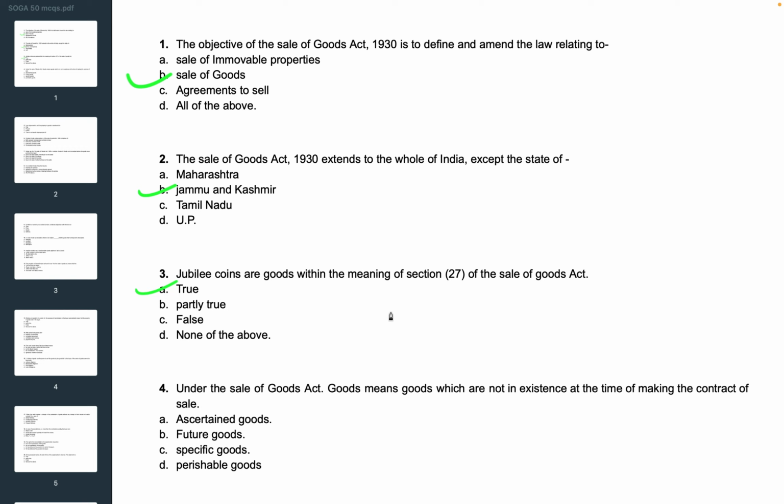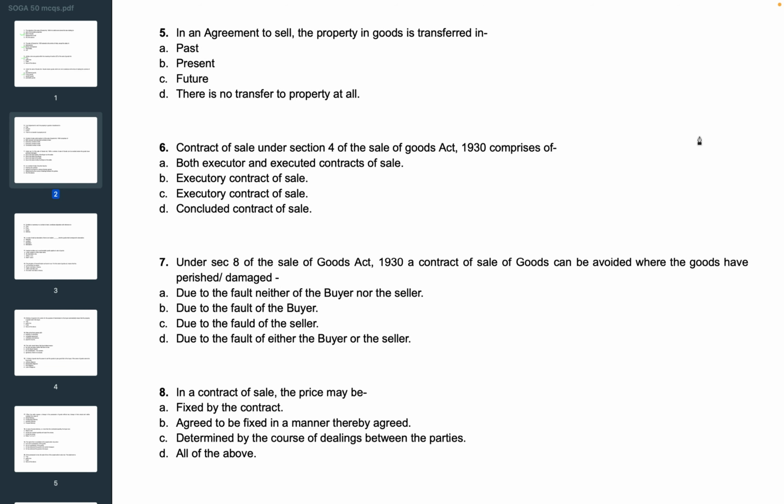Next question. Under the Sale of Goods Act, goods means goods which are not in existence at the time of making the contract of sale. The options are A. Ascertained goods, B. Future goods, C. Specific goods, or D. Perishable goods. The correct answer is B. Future goods.